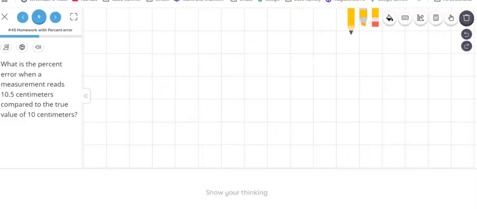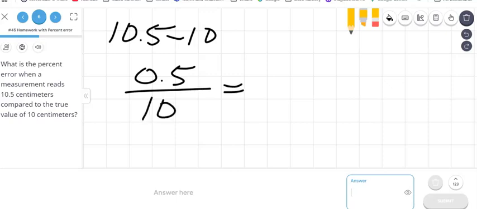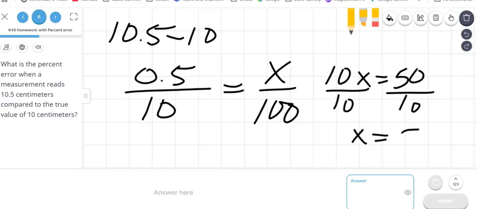Okay. What is the percent error when the measurement reads 10.5 compared to the true value of 10? So if you subtract 10.5 minus 10, you get 0.5 over the actual true value of 10. Okay, so we get 10x equals 50. Divide by 10, we get 5%.